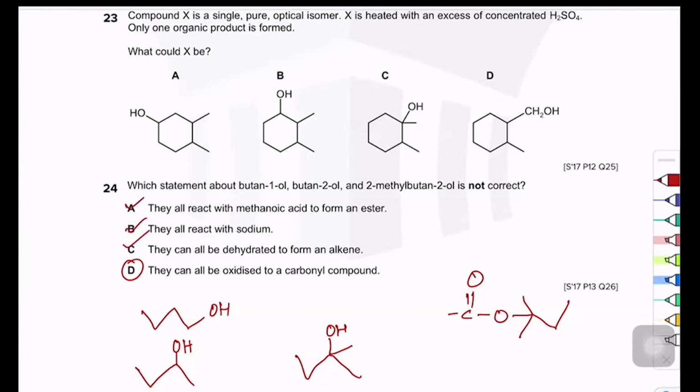Carbonyl compounds are the compounds with this group. Aldehydes, ketones, carboxylic acids, esters, all of them are carbonyls. Okay? Sorry about that other comment about tertiary carbons. That wasn't correct.